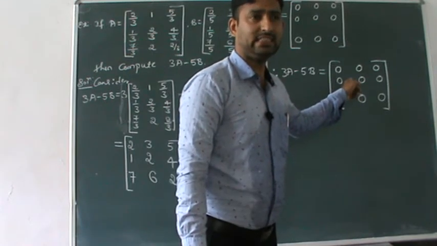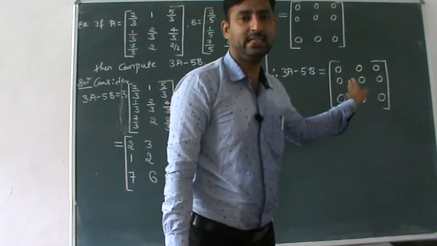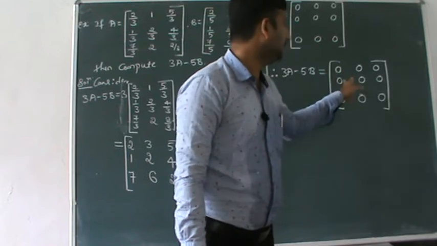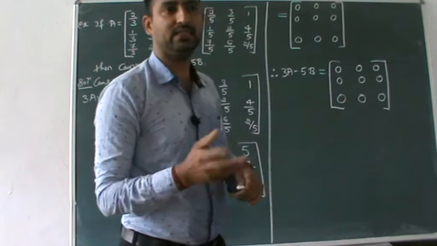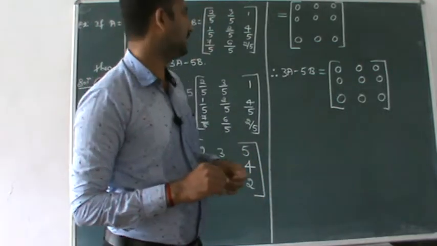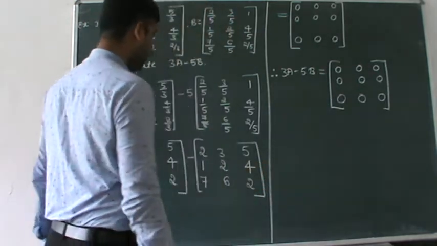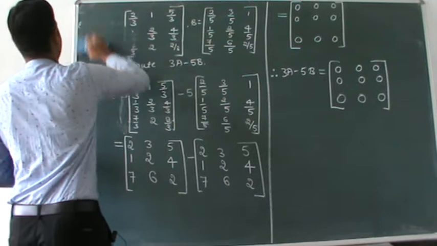Which type of matrix is it? Zero matrix of order 3. Zero matrix, in the sense of the definition you know from the last class, last video, first or second video. Zero matrix means a matrix having all the entries 0. You consider it as a zero matrix. Therefore, 3A minus 5B is equal to the zero matrix. After that, second problem or second example.